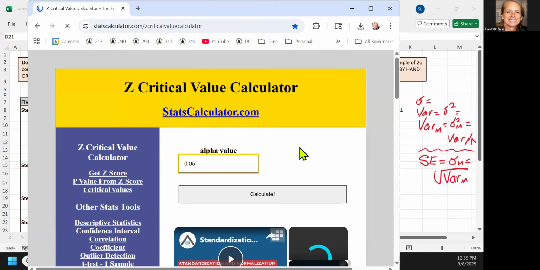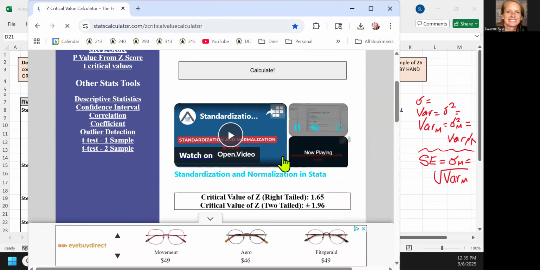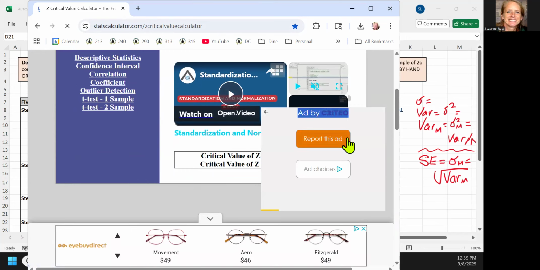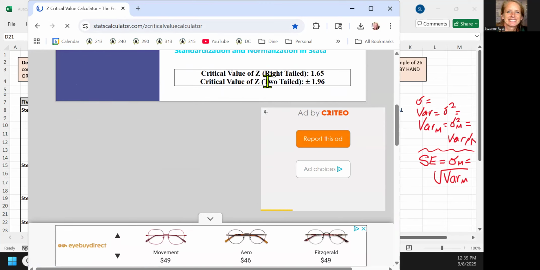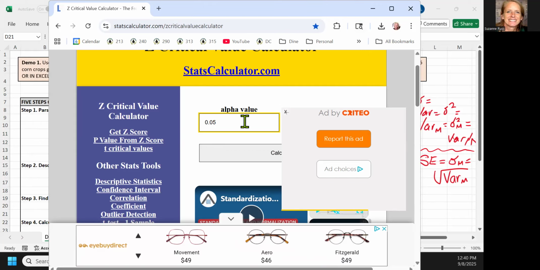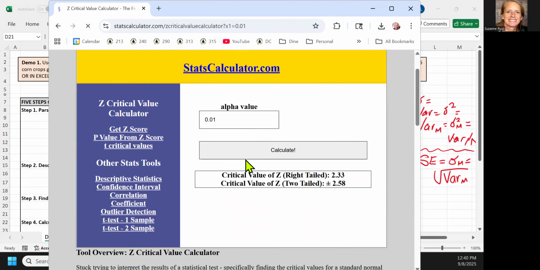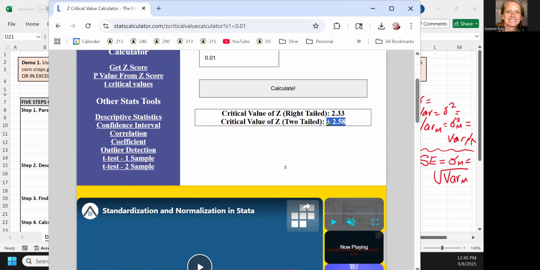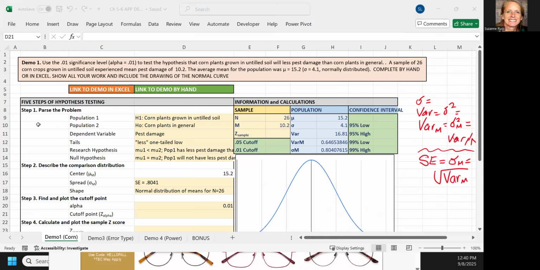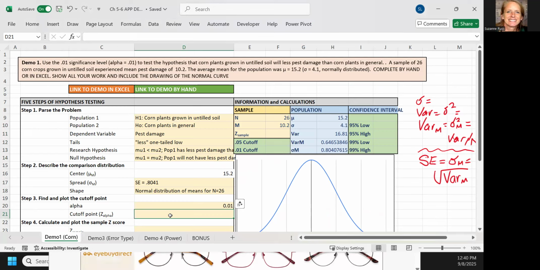Alpha is set to 0.05, and we don't have to tell it anything about our N because these don't change. We can see that for that test, we need 0.01 because that's what was stipulated. Let's change that to 0.01, calculate, and going down, we find that the critical value for a one-tailed test is 2.33. We're doing a one-tailed low test, and so it's going to be minus 2.33. Z alpha is minus 2.33.